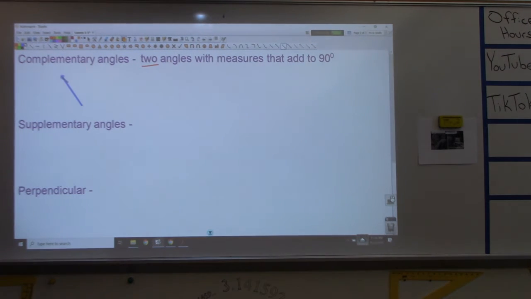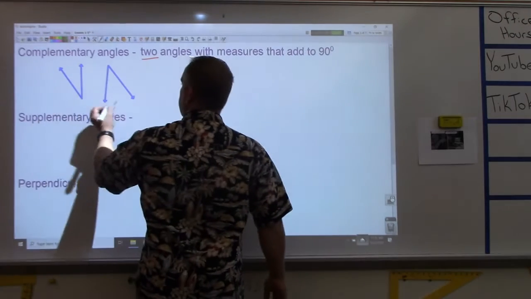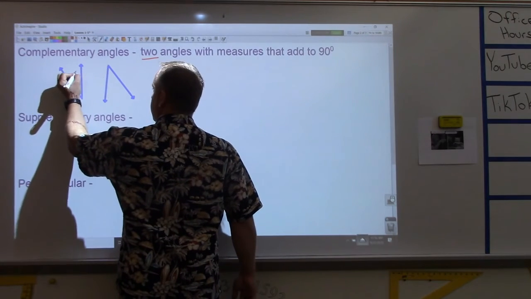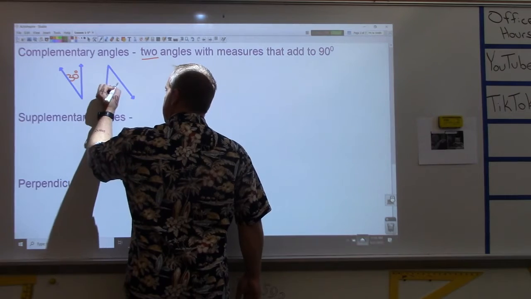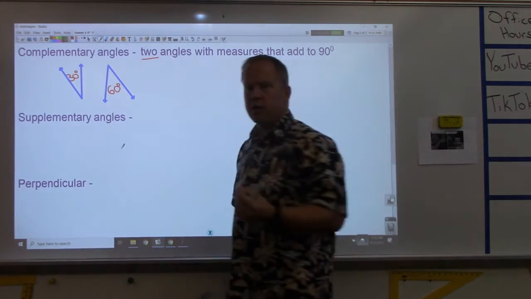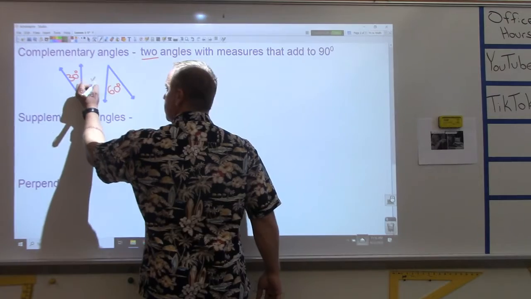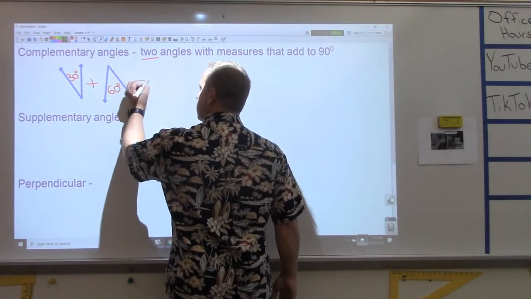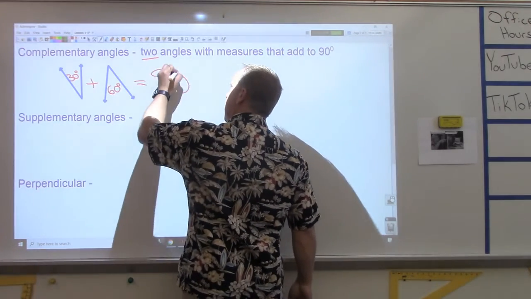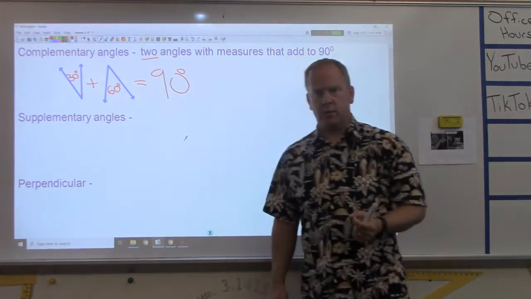For example, if I had this angle here, and my measurements aren't going to be exact because I'm kind of winging this here. If I had this angle here, and I were to give these measurements, 30 degrees, 60 degrees. 30 degrees and 60 degrees are complementary angles, because if I take 30 degrees plus 60 degrees, I would get 90 degrees. Those are complementary angles.